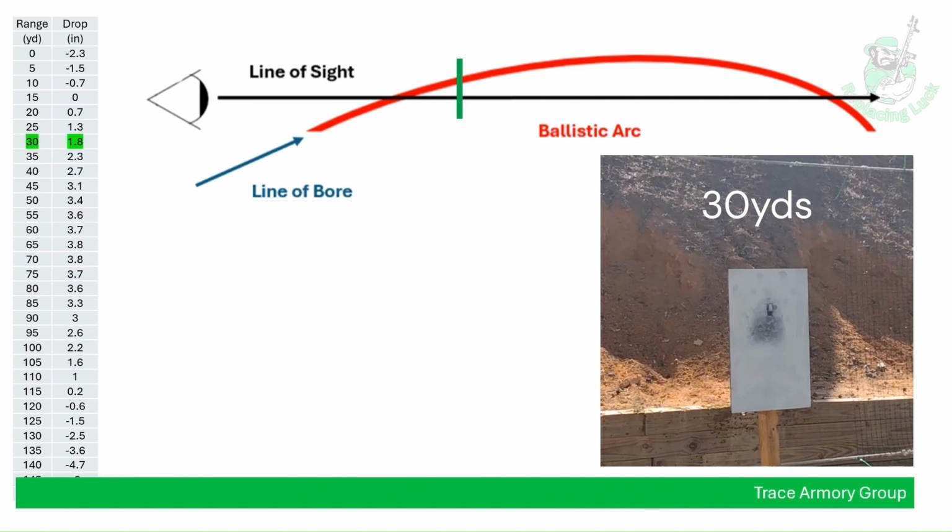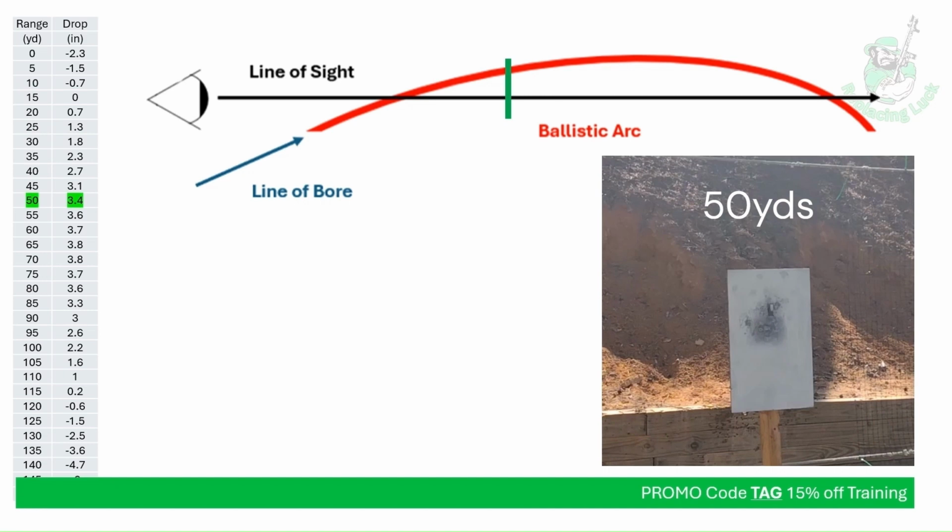Now we're going to move to 30 yards. Let's take a look at what that looks like. Projectile's a touch higher, but nothing crazy. Now we're going to move on to 50 yards.